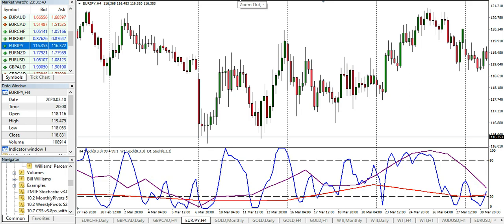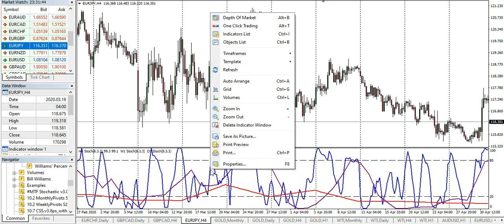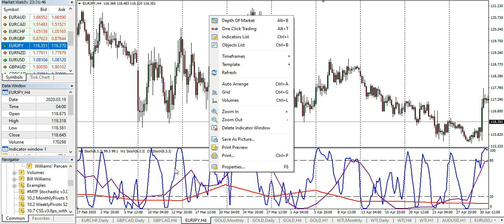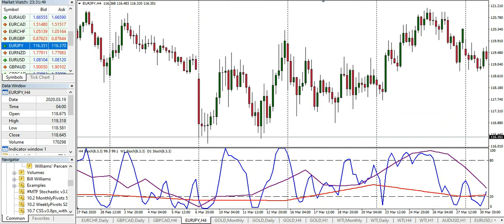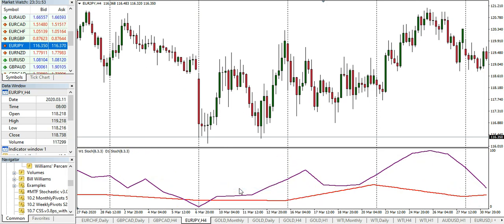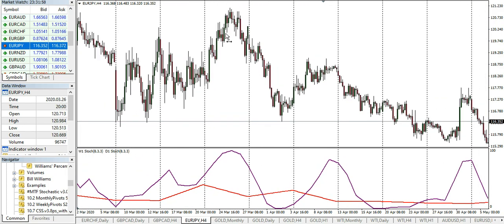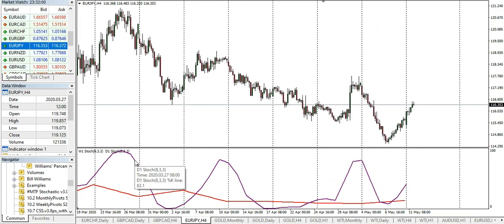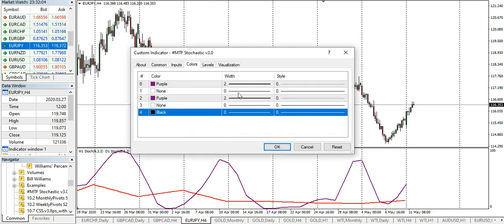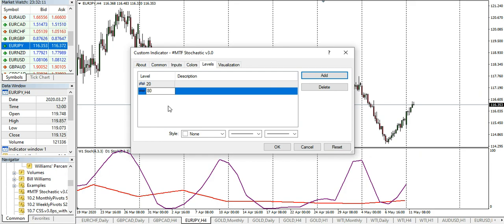Or, as I said before, you don't even have to have the 4-hour stochastic on your chart. You can bring out any indicator, and this is just a tool that you can use. Because I deleted it, I'm going to have to put back my levels. Sorry about that. Let me just quickly put in these levels.